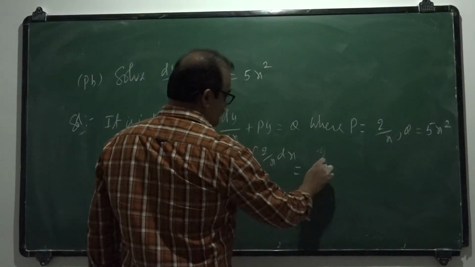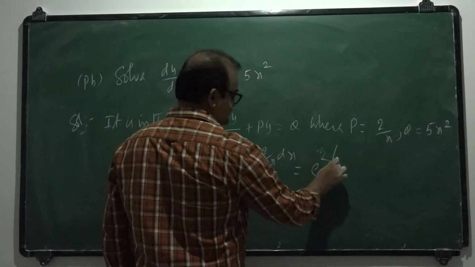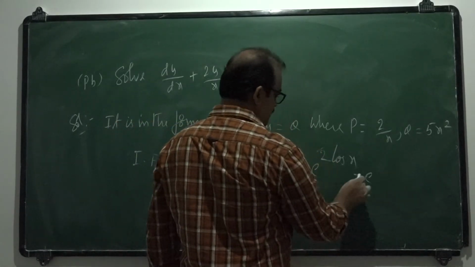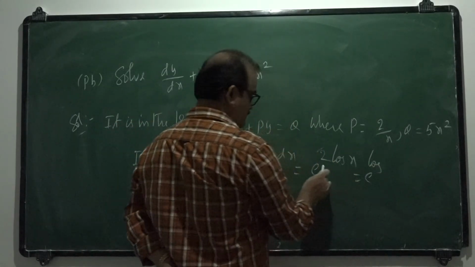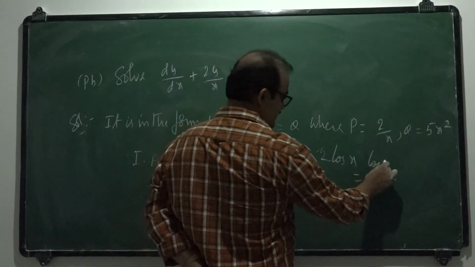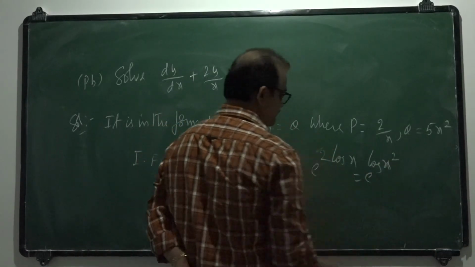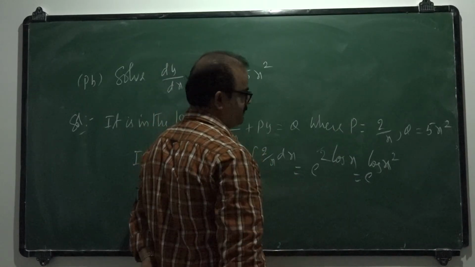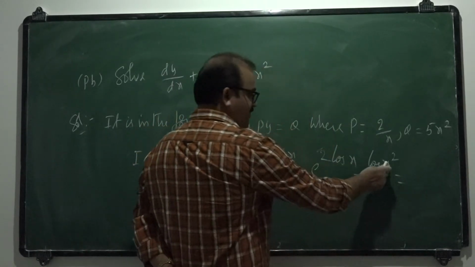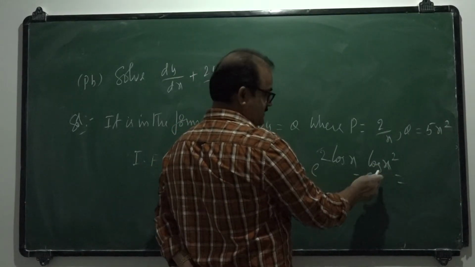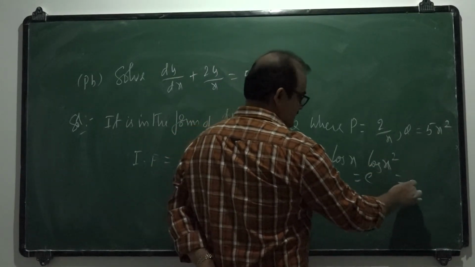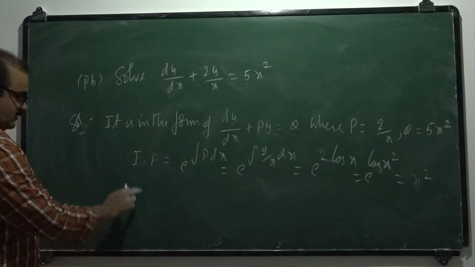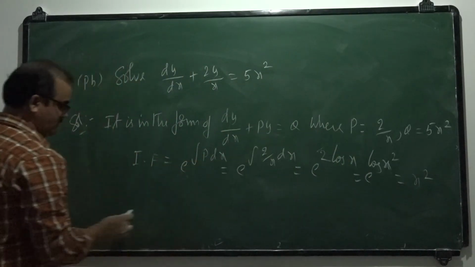E power 2 into integral 1 by x dx, that is log x. Write it as e to the power of 2 log x, which is taken as log of x square, since m into log n is log n power m. For any value of x, e power log x is x. So e power log x square is x square. So integrating factor is x square.